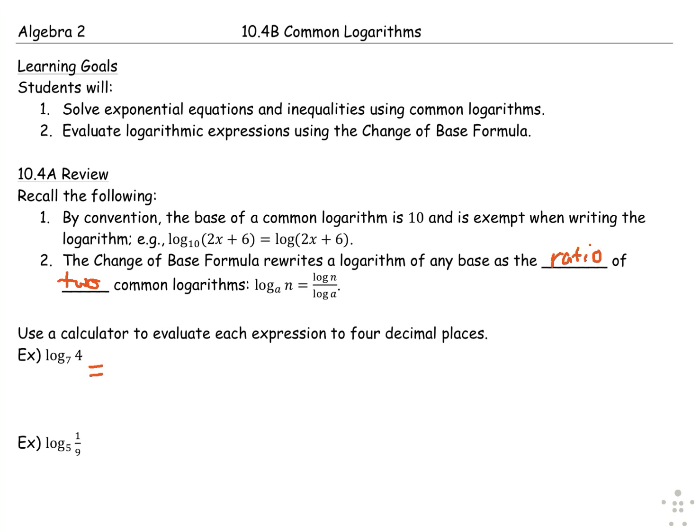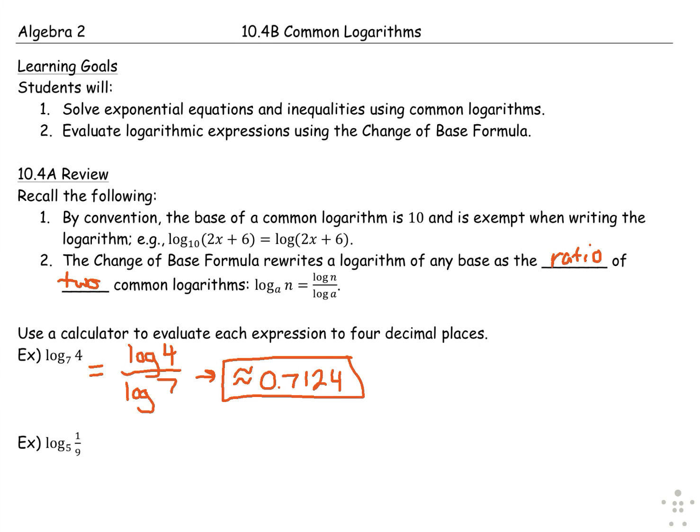The number that is visibly higher, the 4, will go into the common log in the numerator, and we'll divide that by the common log of the number that is visibly lower, the subscripted 7. Put that into a calculator using the approximation symbol, rounding to 4 decimal places, you get 0.7124.